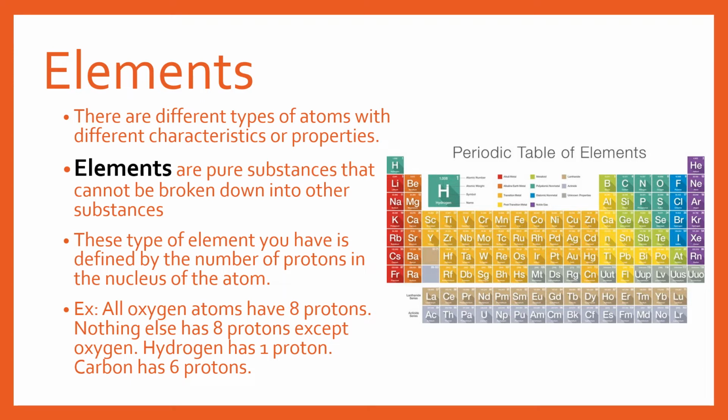So the type of element you have is defined by how many protons you have in your nucleus. Oxygen is one of our elements, and it always has 8 protons in its nucleus. It will never have 7, it will never have 9. If it had 7, we'd call it nitrogen. If it had 9, we would call it fluorine. The number is the defining point.